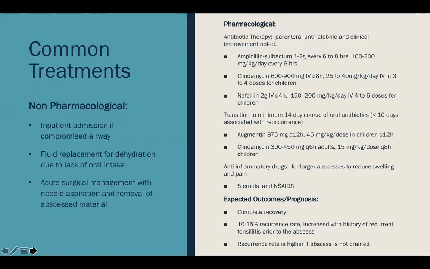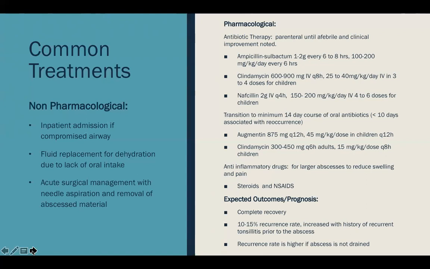Some common treatments. Non-pharmacological would be just an inpatient admission if the airway is compromised. Fluid replacement for dehydration. Acute surgical management would be a needle aspiration and removal of the abscess material.